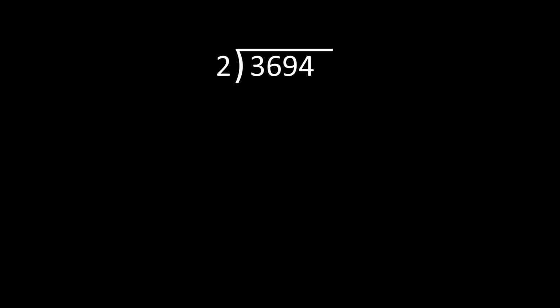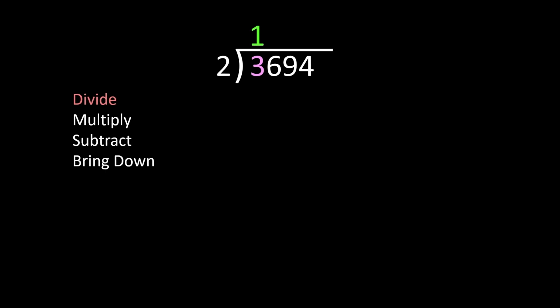In this example, we have 3,694 divided by 2. And our first step in this long division problem is to divide. And we're going to start with the 3. So when we start with the 3, we have 3 divided by 2. And 3 divided by 2 is 1. Notice how I've lined the 1 up above the 3 because that was the number that I just divided.